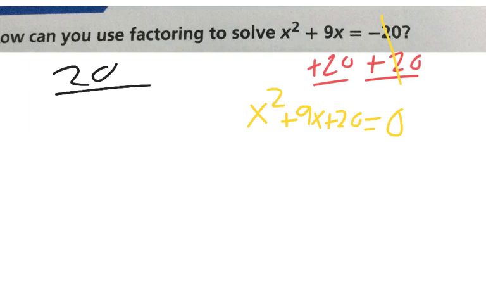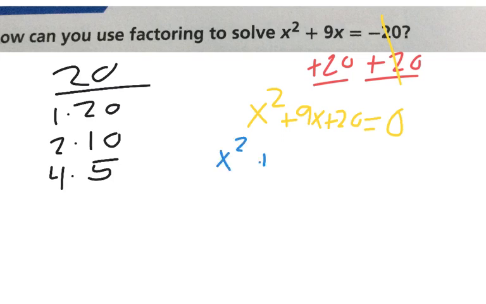What are the factors of 20? 1 times 20, 2 times 10, 4 times 5. I forgot about that completely. Yeah, but now I remember. So which of these can I rewrite the b term as? 5 and 4. So this is x squared plus 5x plus 4x plus 20 equals 0.